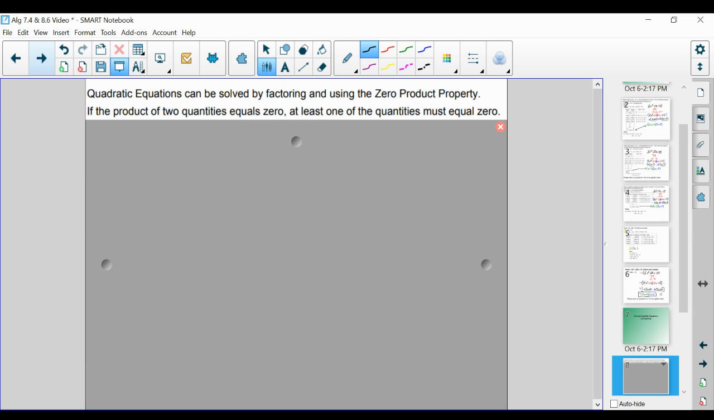So quadratic equations can be solved by factoring and using the zero product property. If the product of two quantities equals 0, at least one of the quantities must equal 0. By the way, this is 8.6. I apologize. I didn't actually tell you where to go in your guided notes. This is section 8.6. And this is called the zero product property. It's going to be very helpful for us.